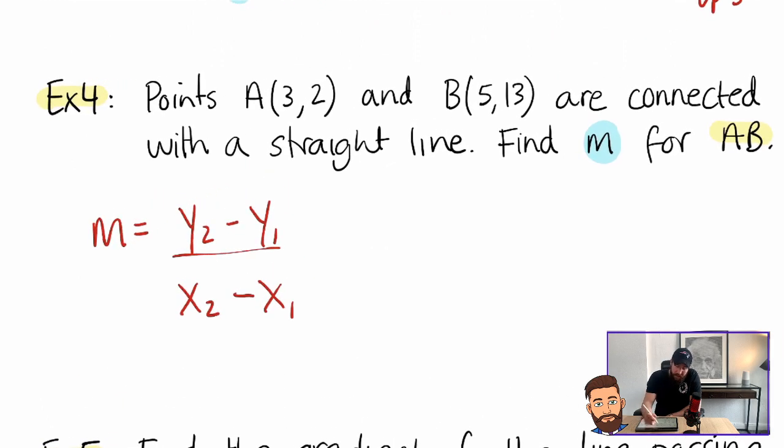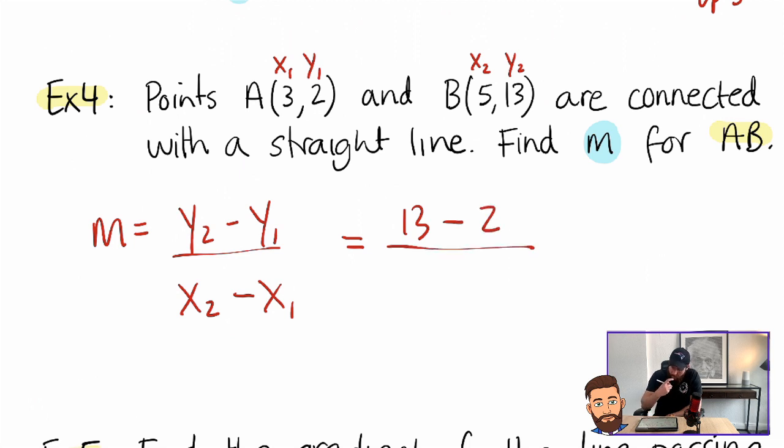And the labelling process is easy. That's the first coordinate they gave me. I'm going to call it x1, y1. That's the second coordinate they gave me. I'm going to call it x2, y2. Then I'm going to substitute in my values and just be careful. What is y2? 13. Minus y1. What is y1? 2.